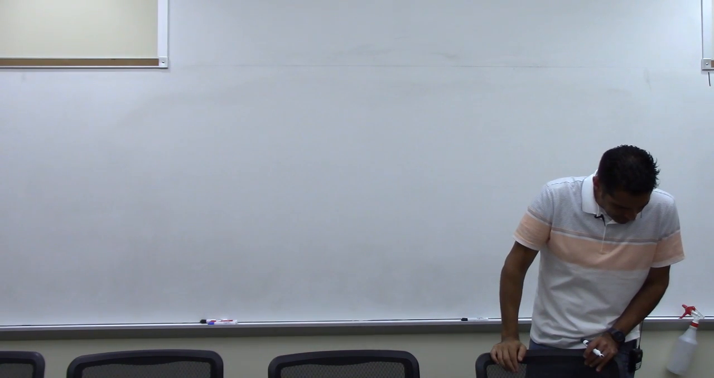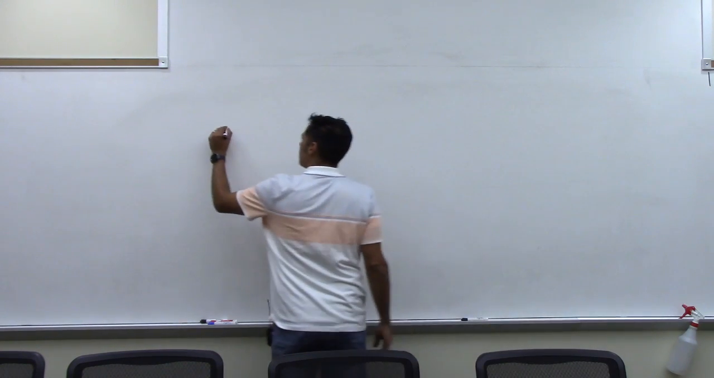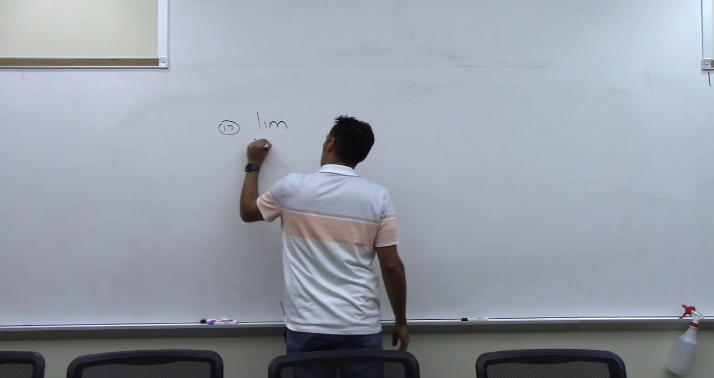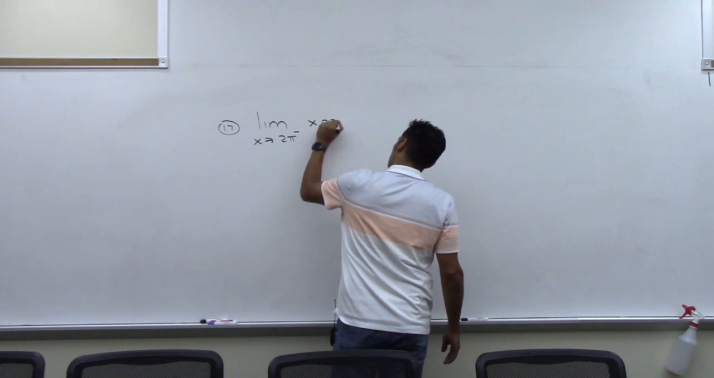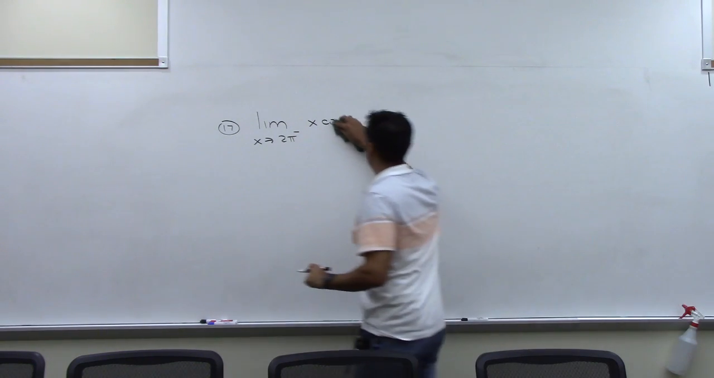17. Limit as x goes to 2 pi from the left of x cosecant x.